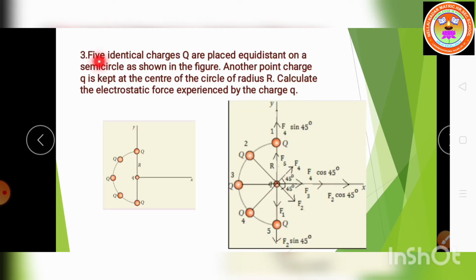Five identical charges Q are placed equidistant on a semicircle as shown in the diagram. Listen, children, 5 identical charges Q are placed on the semicircle at equal distances. Now, another point charge q is kept at the center of the circle of radius R. Here they asked to calculate the electrostatic force experienced by the charge q.